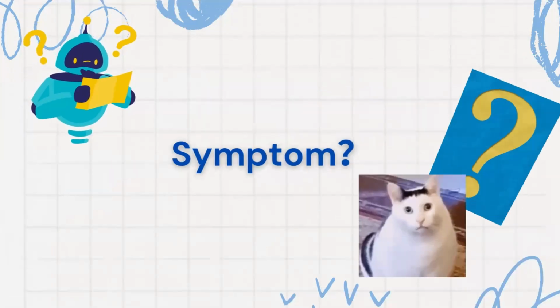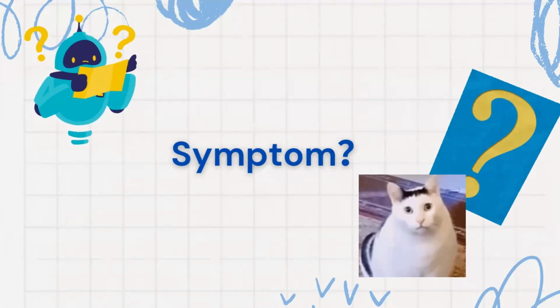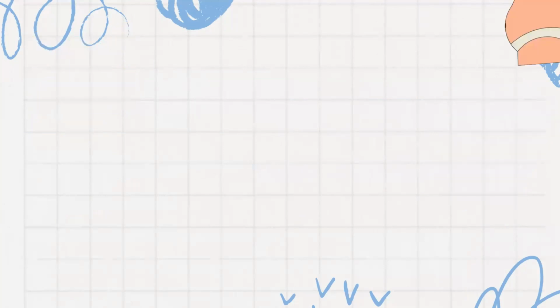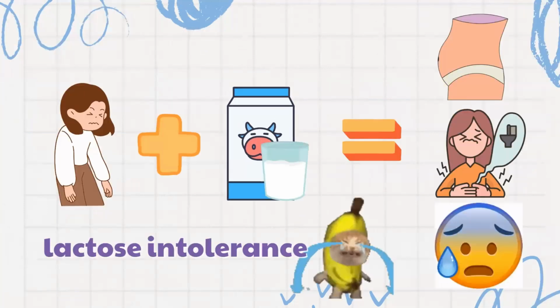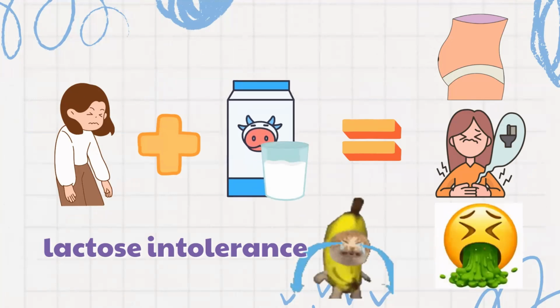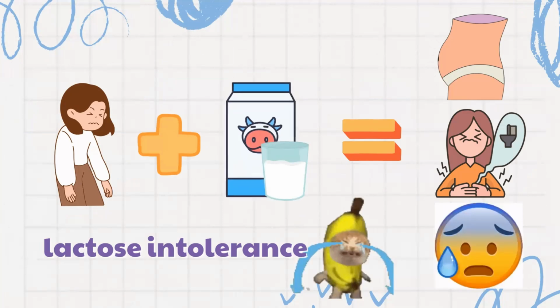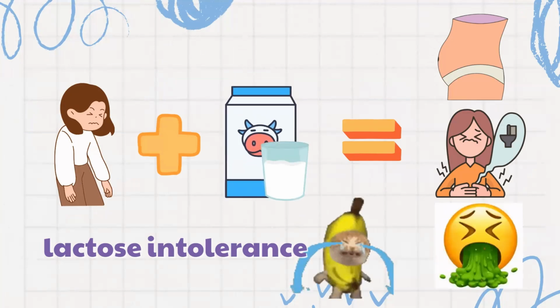So what are some obvious symptoms of lactose intolerance? When ingested, lactose is not fully digested and stays in the intestine. It can cause bloating, abdominal pain, diarrhea, and even vomiting.